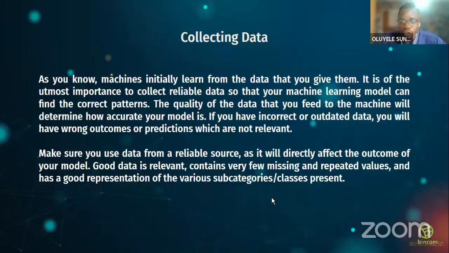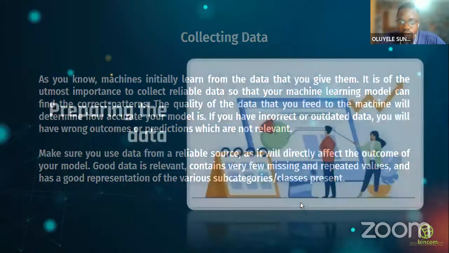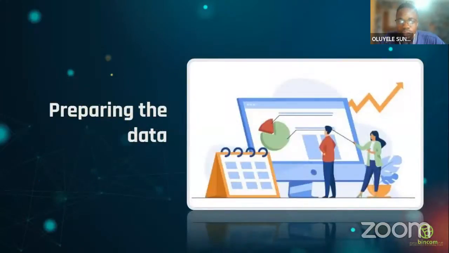You don't want to build a model that recognizes a dog, and you are collecting data that only has cats in it. You know that you are making a very, very big mistake. So the next thing is preparing the data.